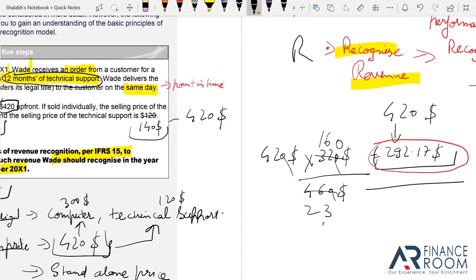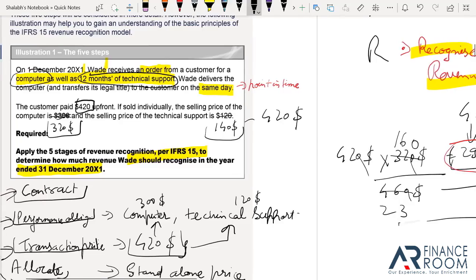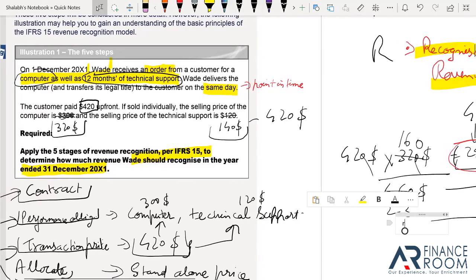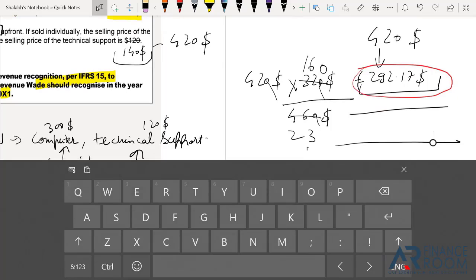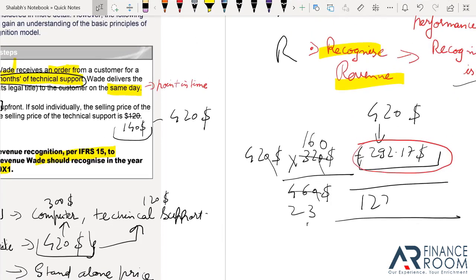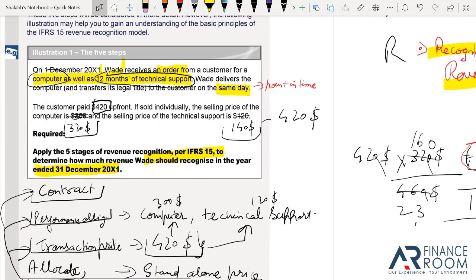$292.17 belongs to the computer. So what amount should be allocated to technical support? The remaining, which is $127.83. Yeah, $127.83. You're getting this? You need to.